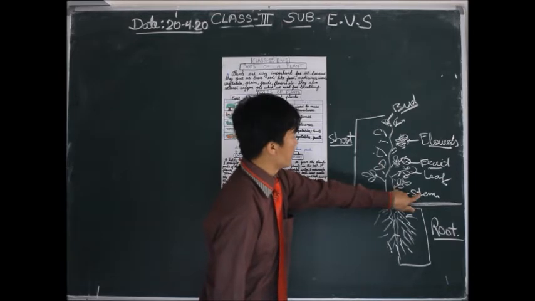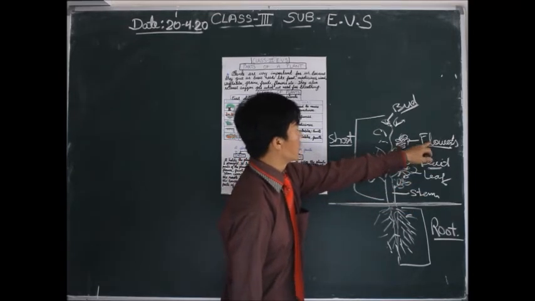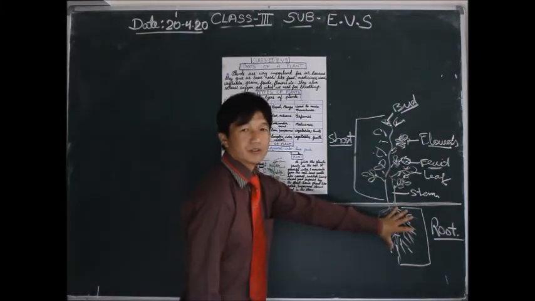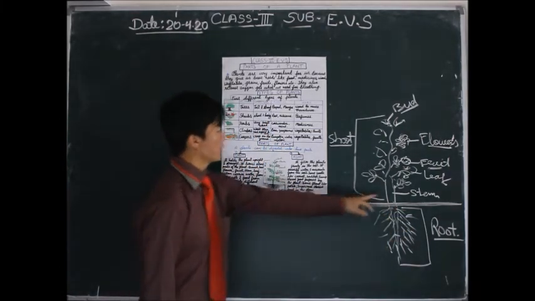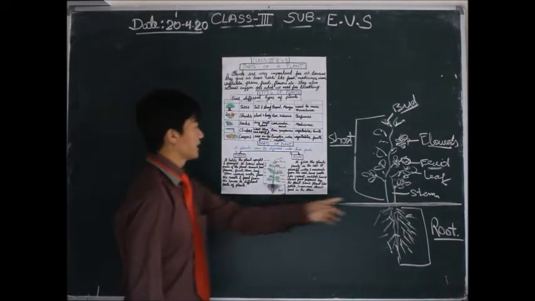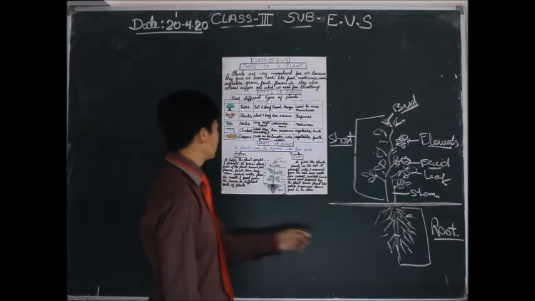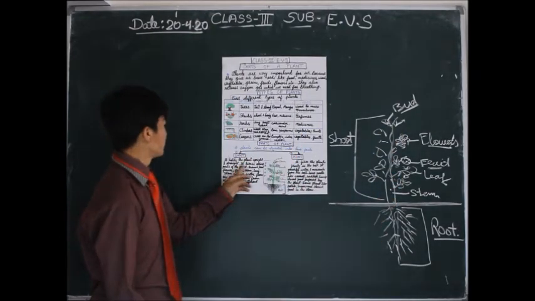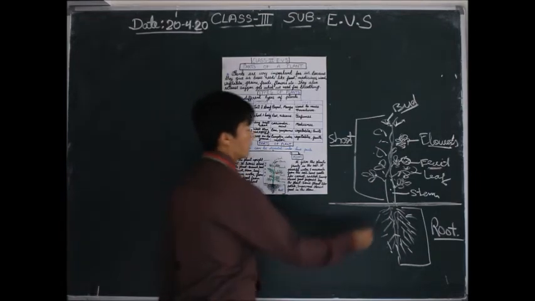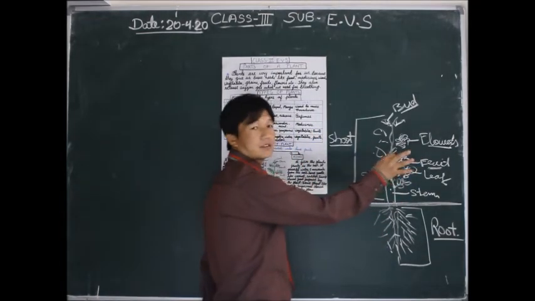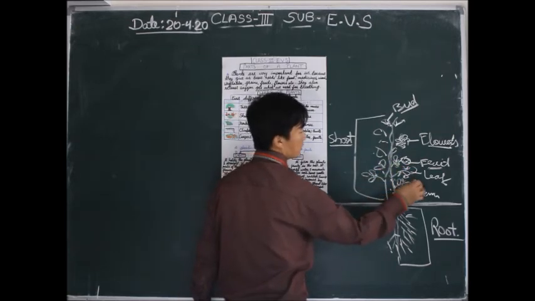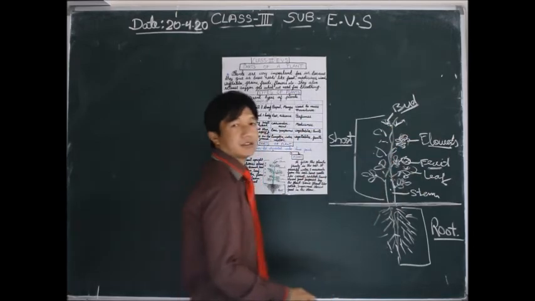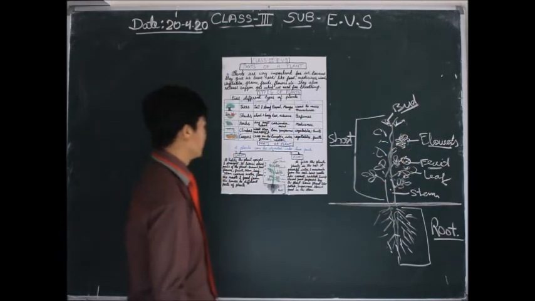They are stem, leaf, fruits, flowers, buds. And below is root. So what is stem? Stem is the whole plant's support. It bears other parts of the plant. This stem bears other parts of the plant like leaf, fruits, flowers. This stem is holding these. So this is stem.